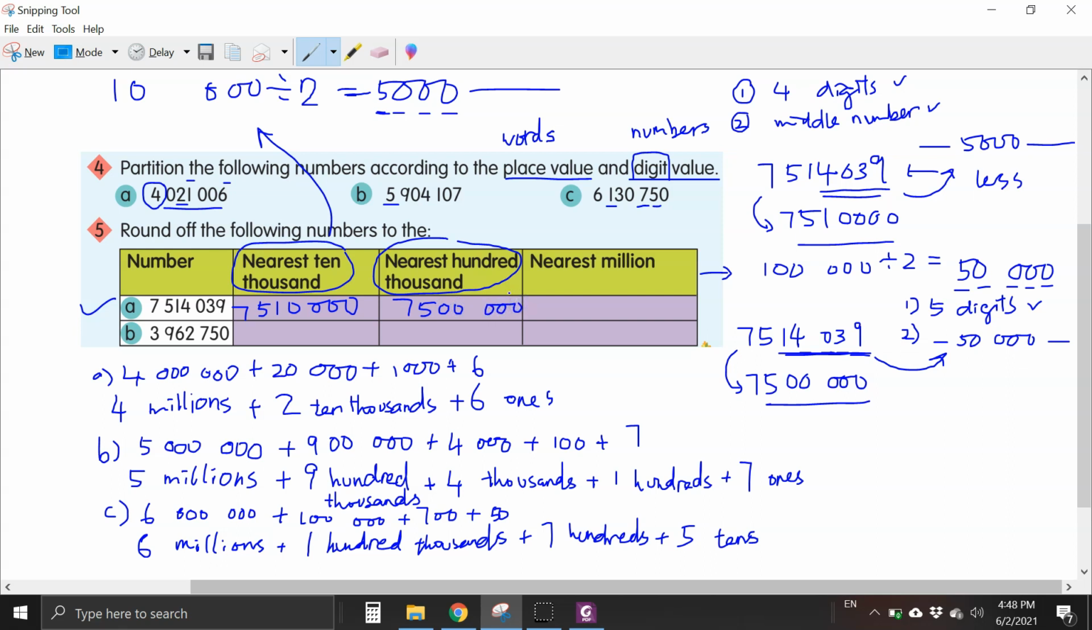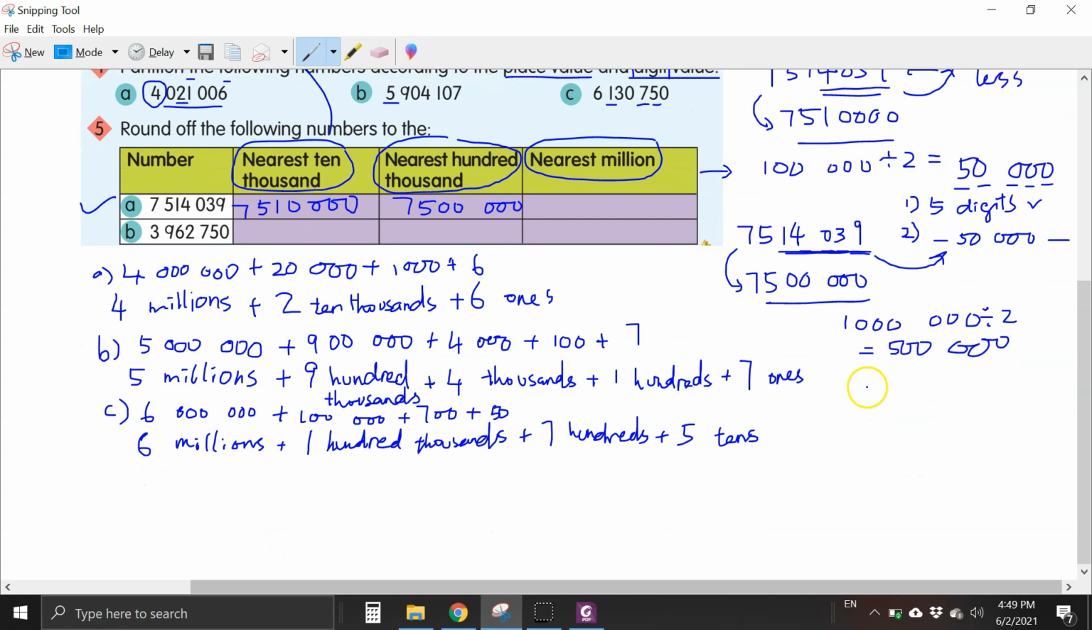Okay, this is for the nearest 100,000. Okay, let's look at the third one, nearest million. Okay, juta yang terdekat. Now, how does juta look like? There are 6 zeros, 6 sifar. Okay, same thing, I divide it by 2, I get 500,000.